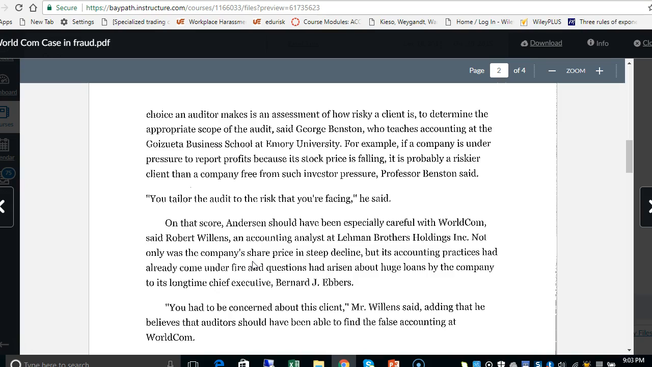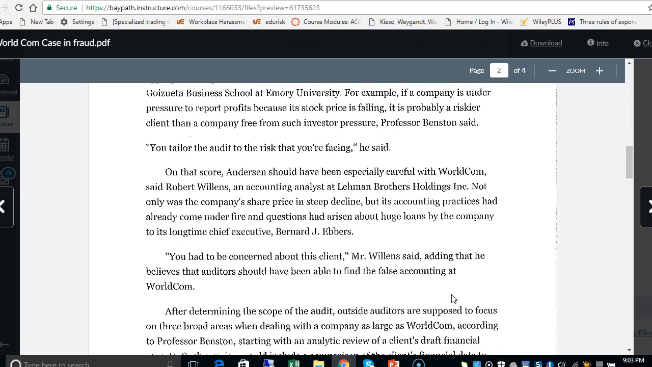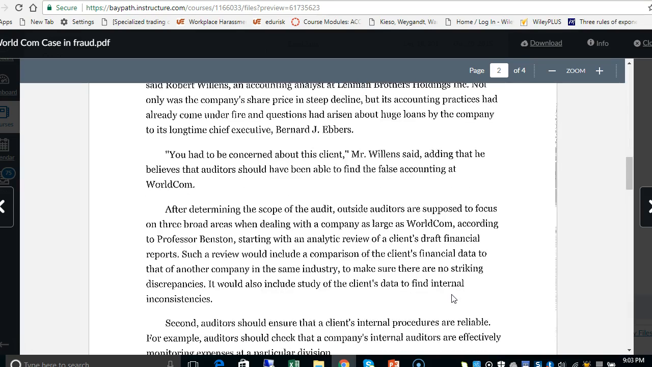On that score, Andersen should have been especially careful with WorldCom, said accounting analysts at Lehman Brothers. Not only was the company's share price in steep decline, but its accounting practices had already come under fire and questions had arisen about huge loans by the company to its chief executive, Bernard Ebbers. That should have been a red flag. After determining the scope of the audit, outside auditors are supposed to focus on three broad areas when dealing with a company as large as WorldCom.